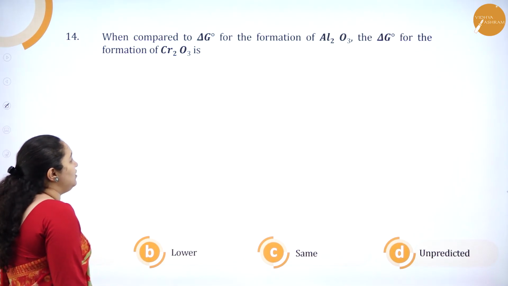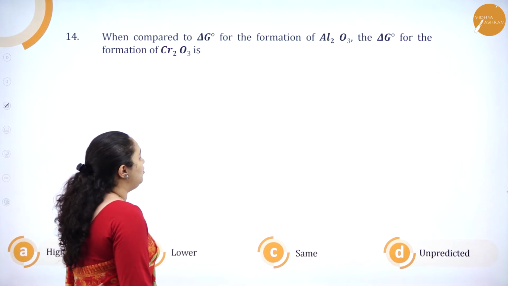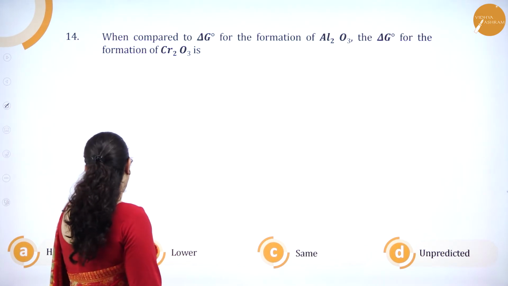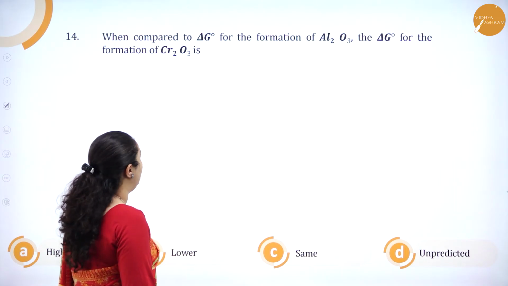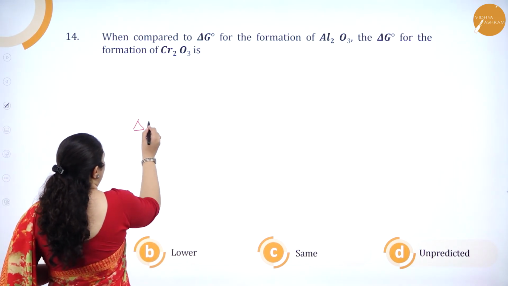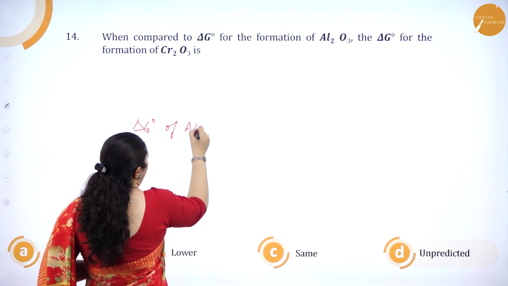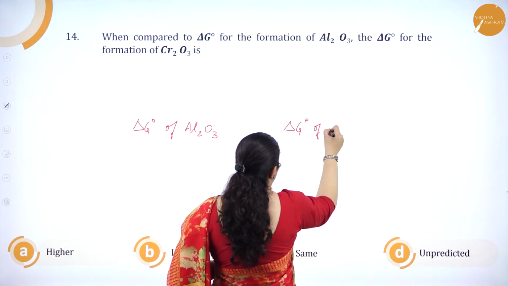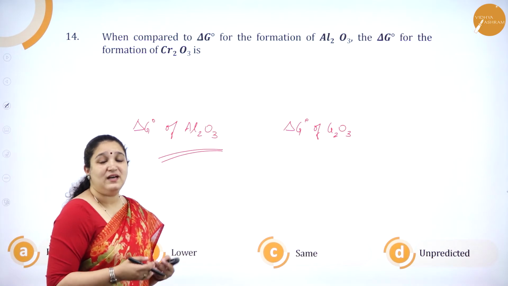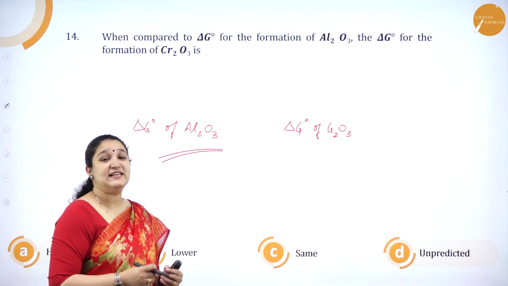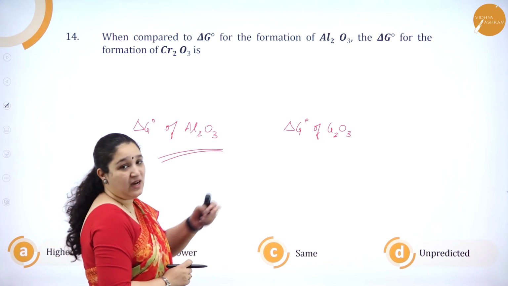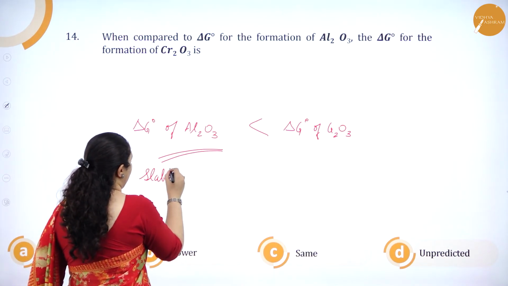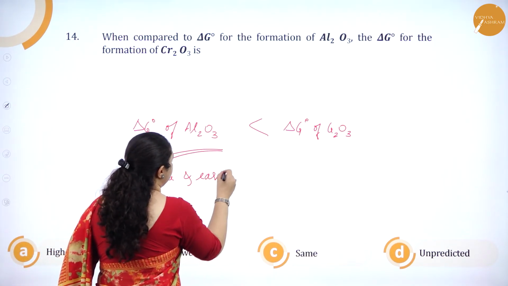When compared to delta G naught for the formation of Al2O3, the delta G naught for the formation of Cr2O3 is higher, lower, same, unpredictable. See, we are going to compare delta G naught of formation of Al2O3 and for the formation of Cr2O3. We know that Al2O3 is negative and it is less than Cr2O3. It is less than Cr2O3 because this is stable and it is easily formed.